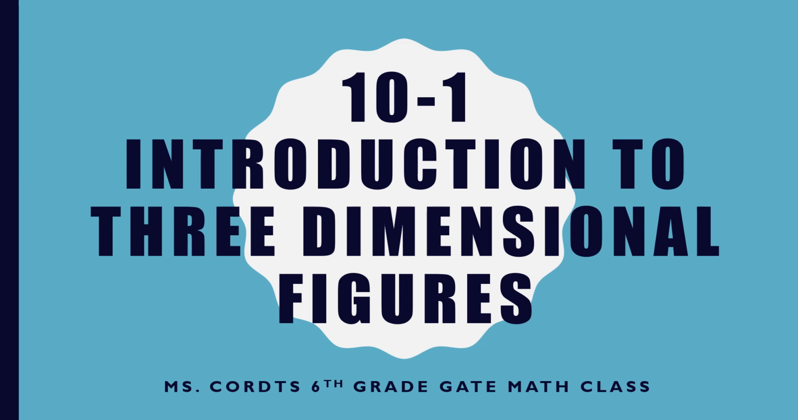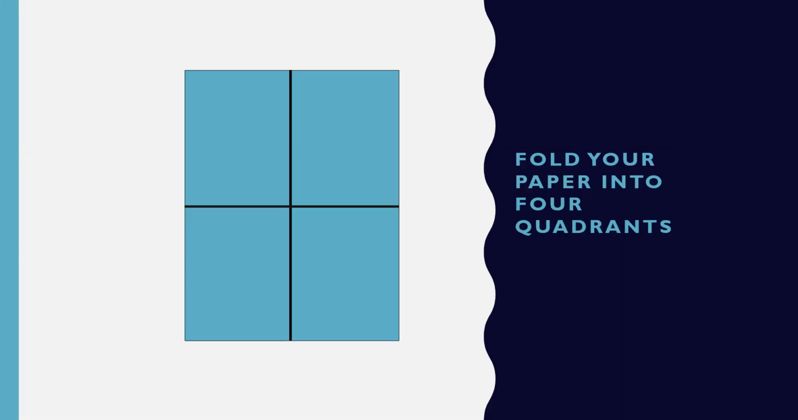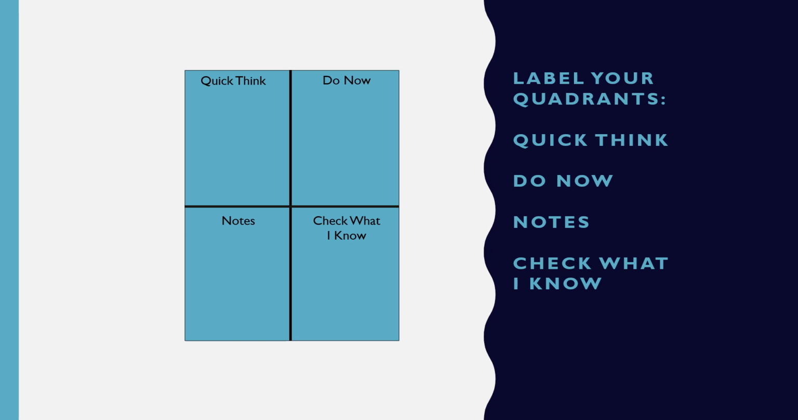Hi guys, we'll be working on lesson 10-1 today. If you're following along in your textbook, this lesson starts on page 580. Please take out a piece of paper to work on during the lesson and fold it into 4 parts. Label your quadrants as you see them labeled on the slide: Quick Think, Do Now, Notes, and Check What I Know.